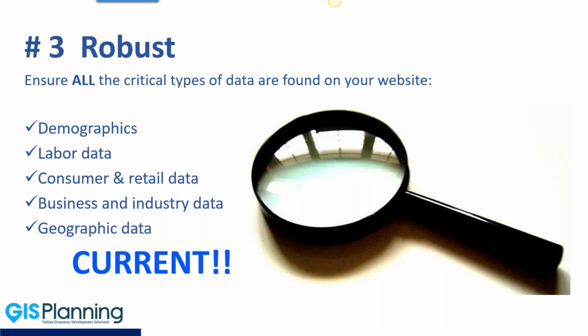So you want to make sure that all typical types of data is on your website. Demographics, business information, industry data, and did I mention current data? That current data is so important. If you have an opportunity zone, I want to know about it. If I want to see how many engineers are within a 10-mile radius of a particular site or building that I'm looking at, I want to be able to find this information and know who my suppliers are and who my competitors are.